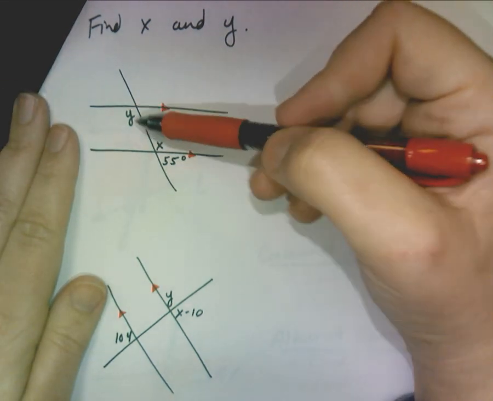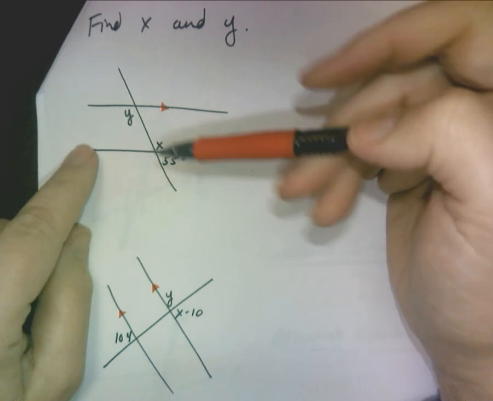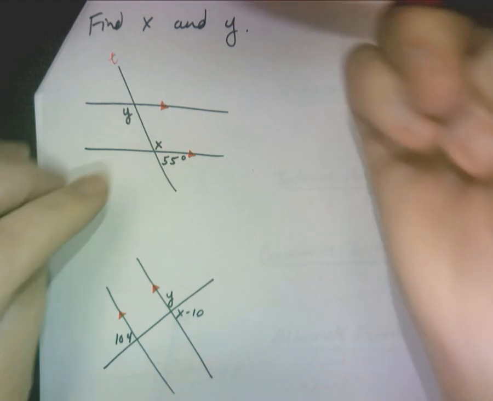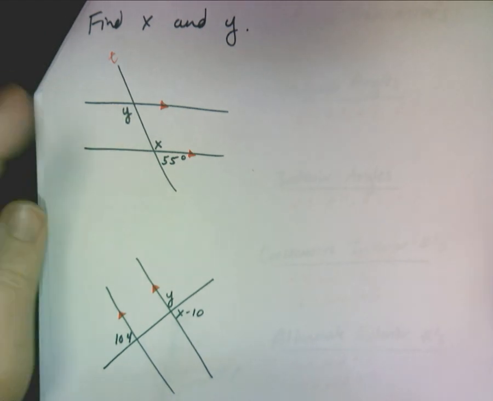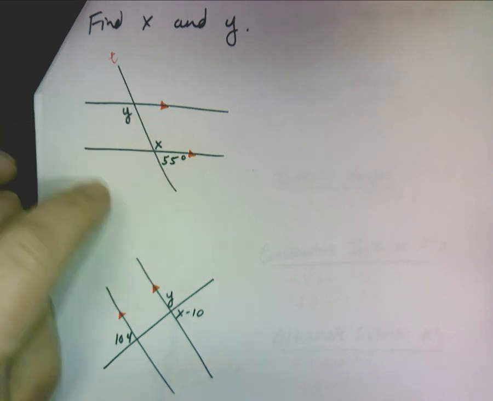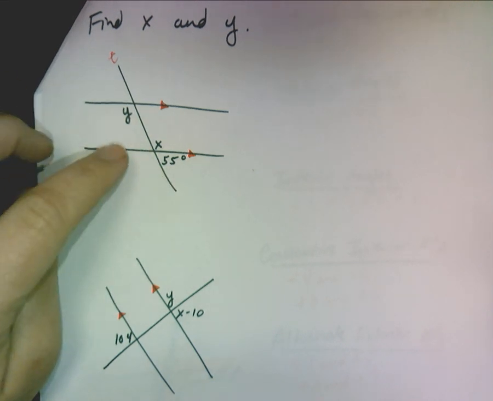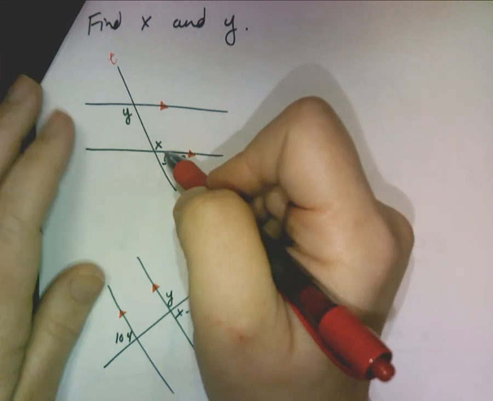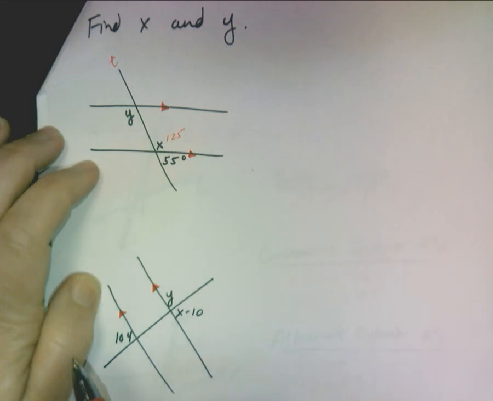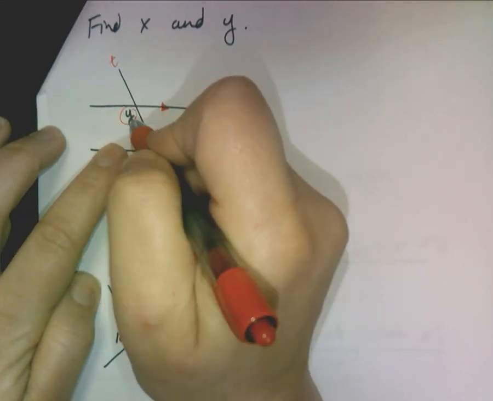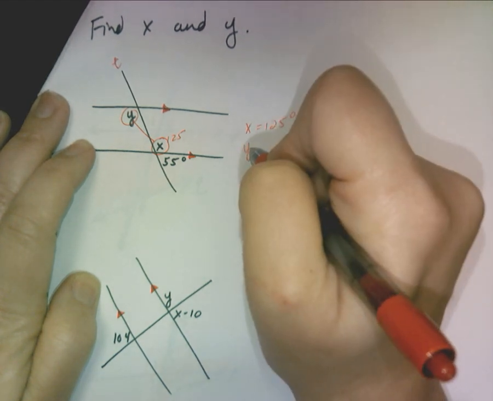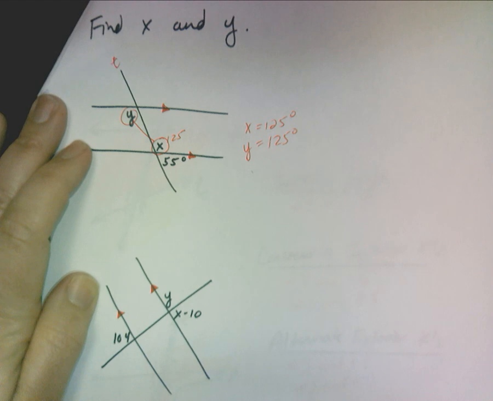So I need to find x and y. If I'm looking at it, these are parallel. Here's my transversal. Looks like they're alternating, so I know they're equal to each other. They didn't give me a degree here, but they gave me 55. So I know all the small angles are 55 and all the large angles must be supplementary, so these two must make 180. So x must be 125 degrees. And since these two are alternating interiors, x is 125 and y is also 125. Easy peasy.